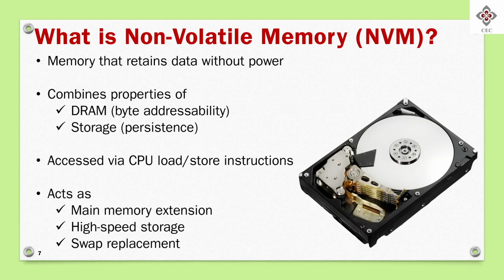This can be accessed via instructions by the CPU, like load and store, for taking data and storing data. So, we can call this an extension of main memory, and it is a high speed storage. Swap replacement is possible.